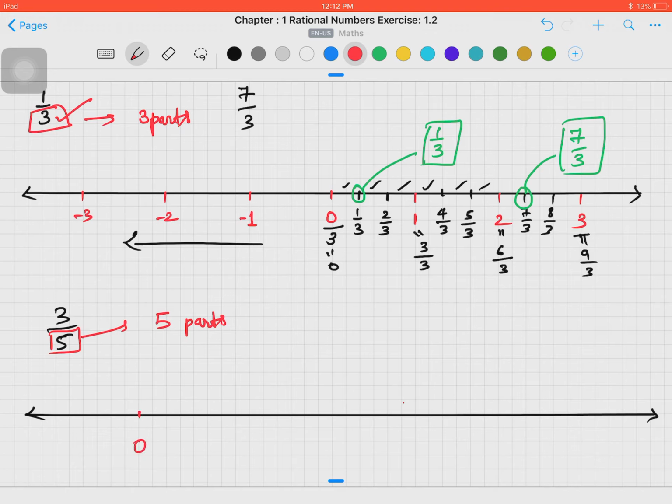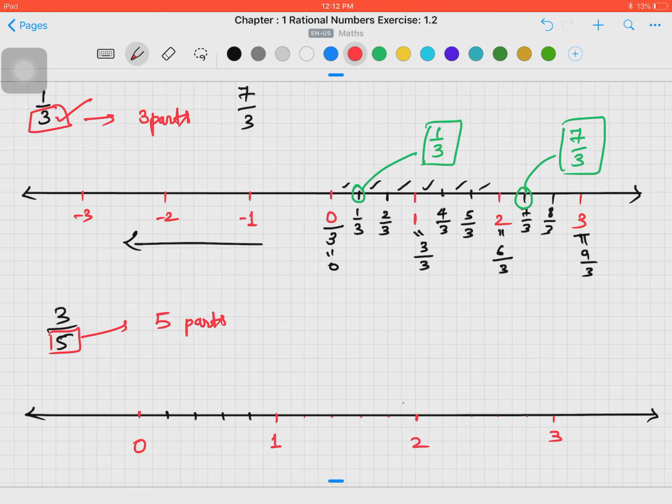0. Then we have to divide the region into 5 parts. So let's start marking like this. 1, 2, 3, 4, and after that this fifth one will be the 1. Similarly, 1, 2, 3, 4, and this will be 2, and 1, 2, 3, 4, 5, and here we have 3, and so on. So in this question you are asked to represent 3 by 5.